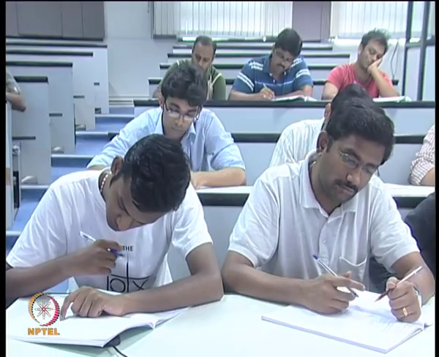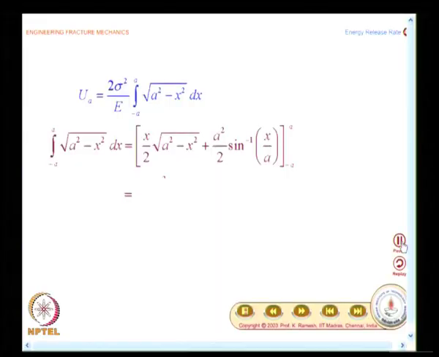I think I have given you some time. So, I can show you what way the expressions look like. If you look at the table of integrals, you have this expression available: the integral of root of a square minus x square dx can be simply written as x by 2 root of a square minus x square plus a squared by 2 sin inverse x by a, in the limits minus a to plus a.